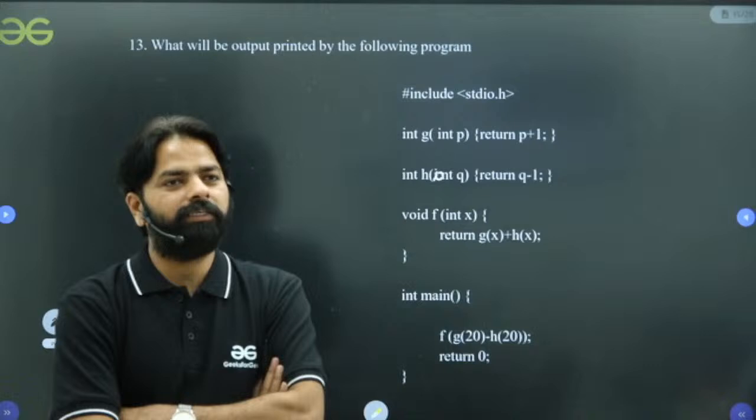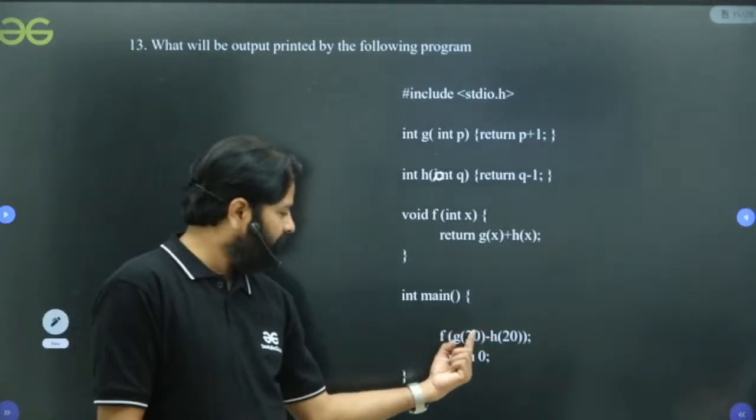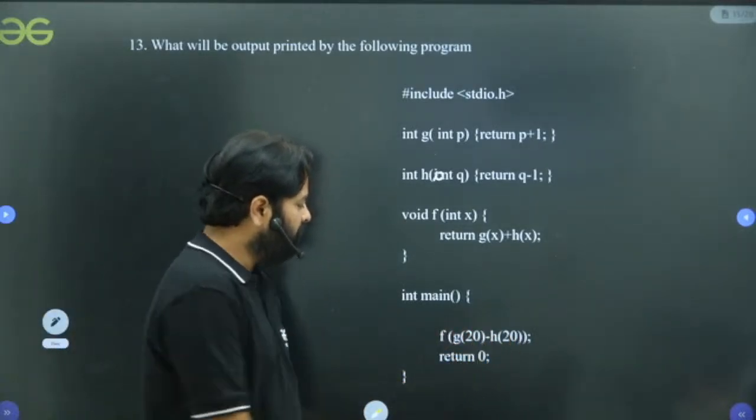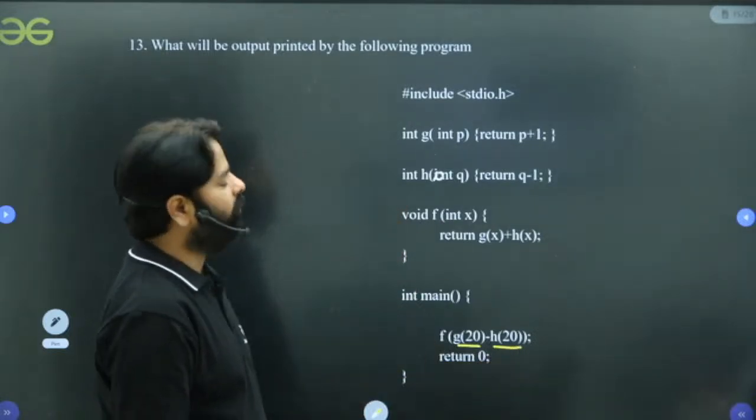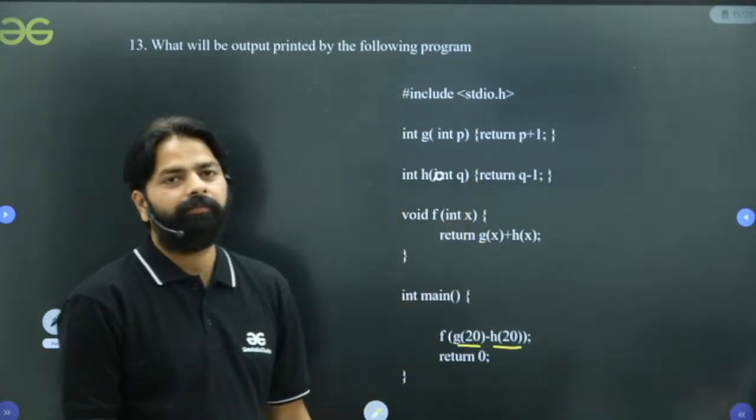Great, Pawan. This kind of mistake you should avoid. You should read carefully. There was a minus and two calls. So you should know what the answer is. When you call G of 20, what will happen? H of 20, what will happen?